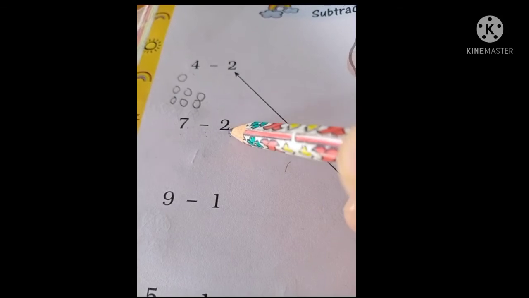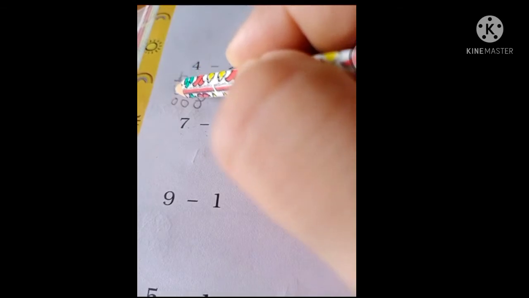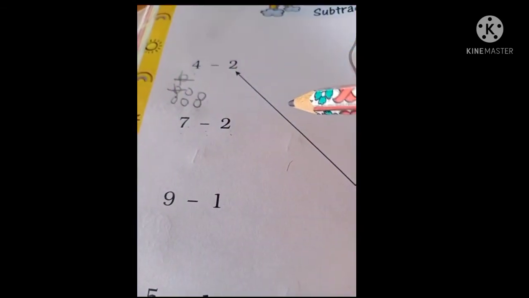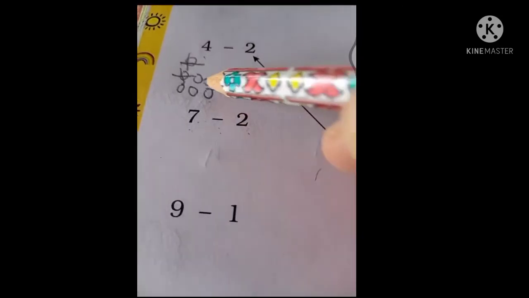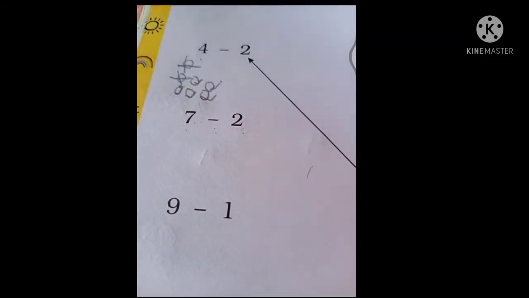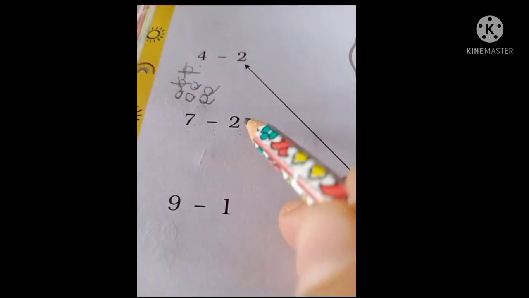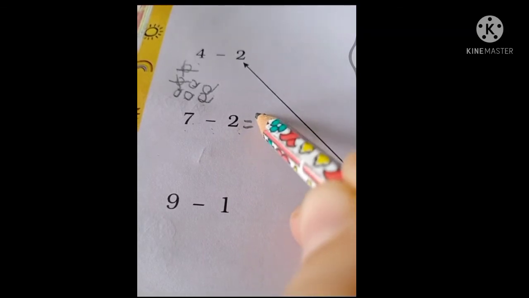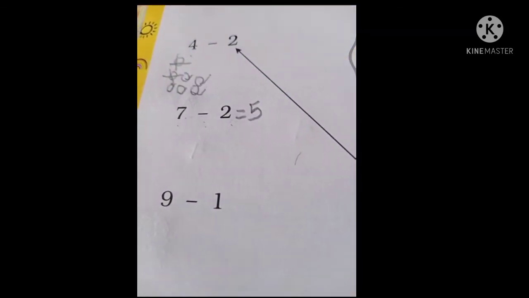We have to subtract 2. So I am cutting 2, 1 and 2. So 2 circles I have cut. Now how many remaining after cutting 2 students? So 1, 2, 3, 4, 5. How many remaining? 5. So 7 minus 2 we get answer 5.